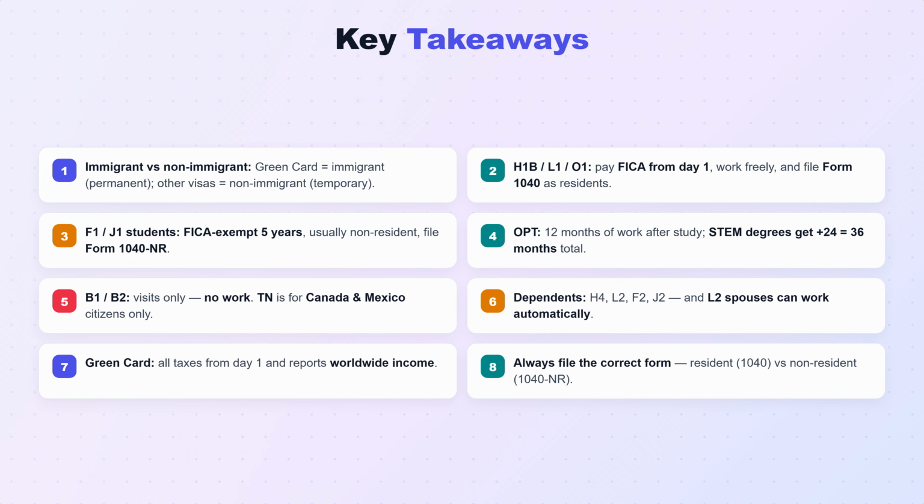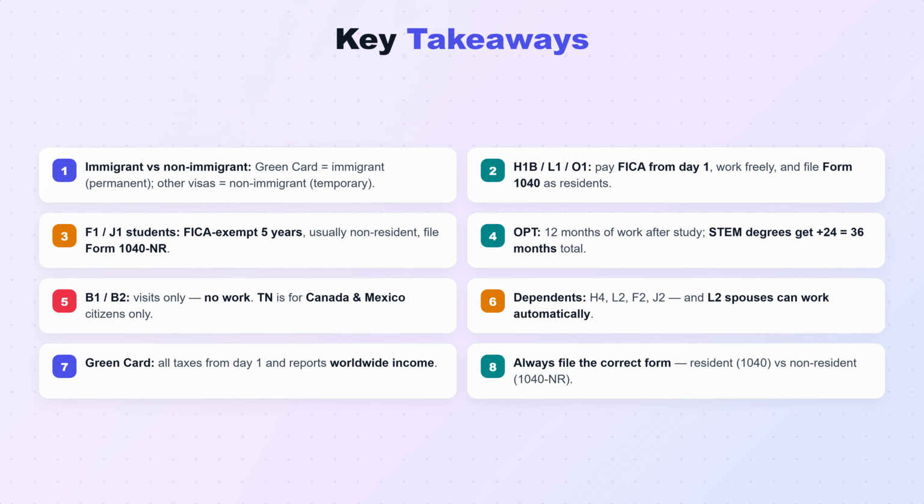Now let us review the key takeaways from today. 1. Visas are either immigrant, the green card, or non-immigrant, temporary. 2. H1B, L1, and O1 pay FICA from day 1, work freely, and file Form 1040 as residents. 3. F1 and J1 students are FICA exempt for 5 years, usually non-resident, and file 1040-NR. 4. OPT is 12 months, and STEM degrees get 36 months total. 5. B1 and B2 are visits only, no work, and TN is for Canada and Mexico citizens only.